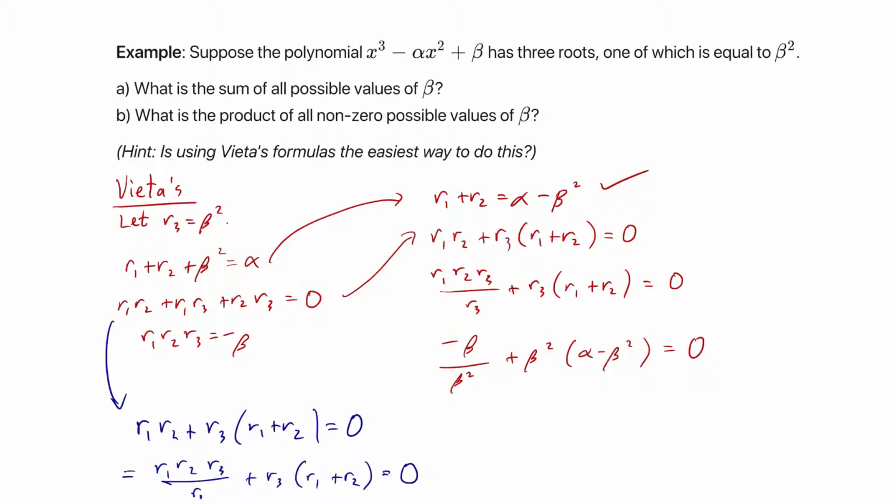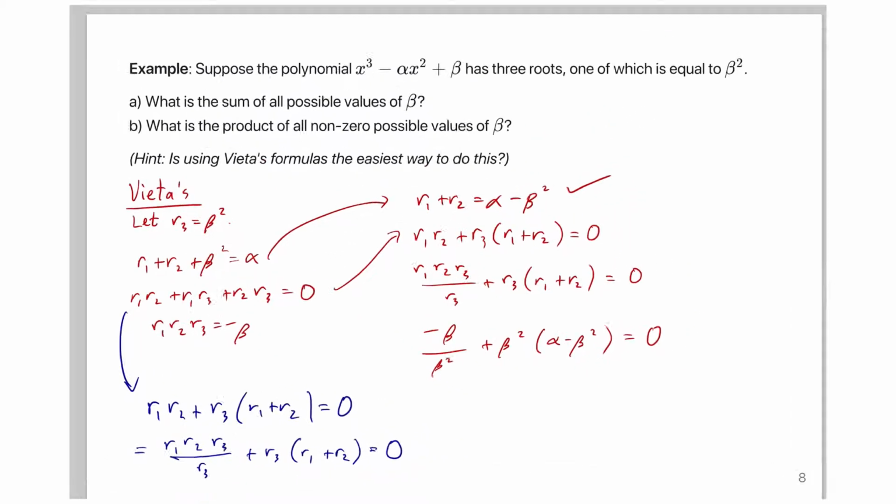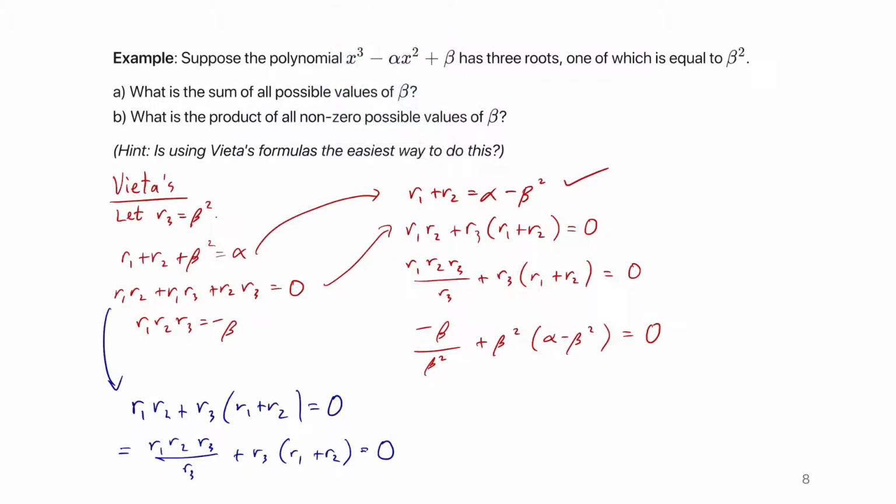Now I actually know each of these things. I know R1 R2 R3, it's negative beta. That's given from the polynomial. I know R3, that's beta squared. And I know R1 plus R2, that's alpha minus beta squared. Okay, so it's really just writing out the expressions in terms of Vieta's formulas, plugging in the variables we know, and now we can simplify this mess.